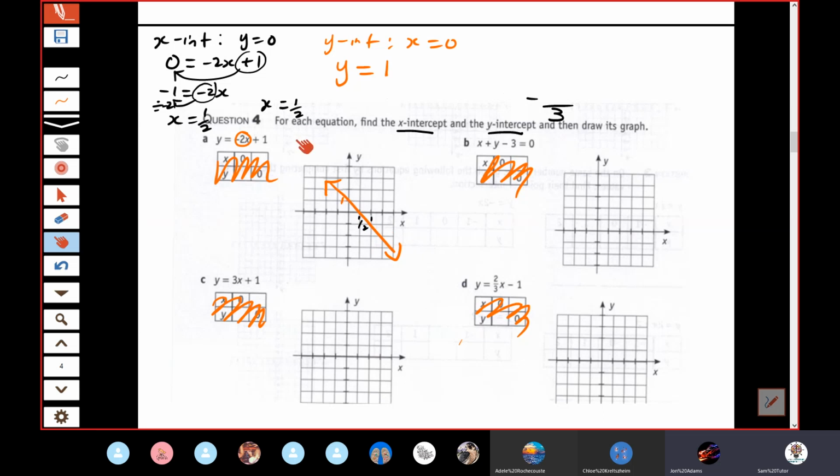What you're trying to do, once you've got your x and y, is draw a line that goes through both, half and 1. Okay? Yeah. So let's do it again.